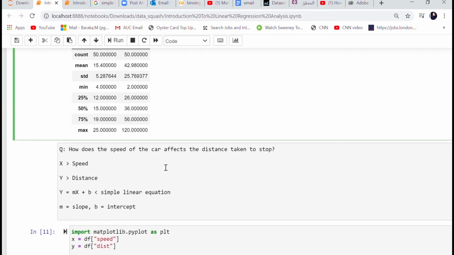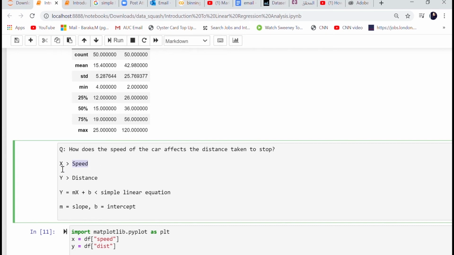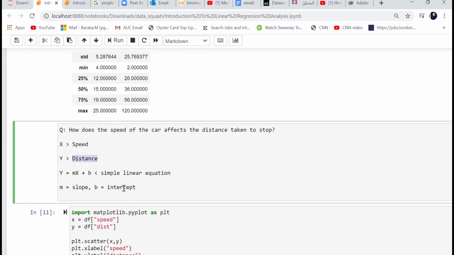So as a data scientist, you might want to ask, how does the speed of the car affect the distance taken to stop? So we can say that our independent variable, which is the x, is going to be the speed, and our dependent variable is going to be the distance. So we use the speed to predict the distance. So here, in simple linear regression, we're trying to connect x and y, and we're trying to do that by fitting a line to the data.